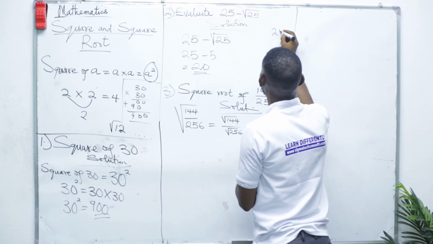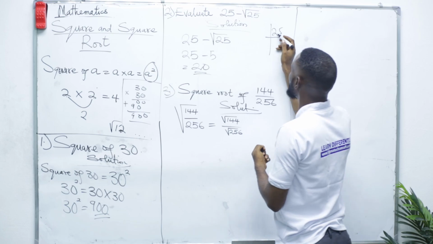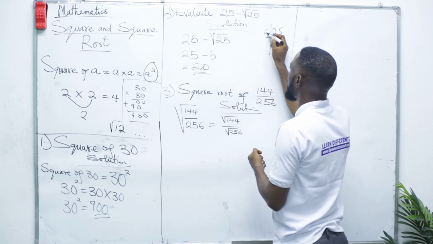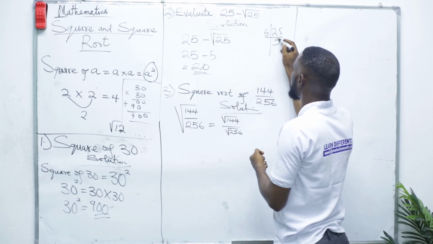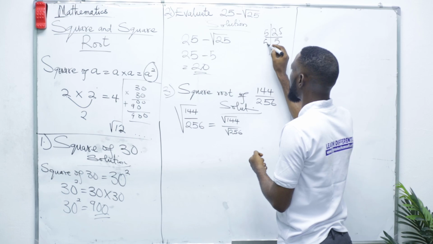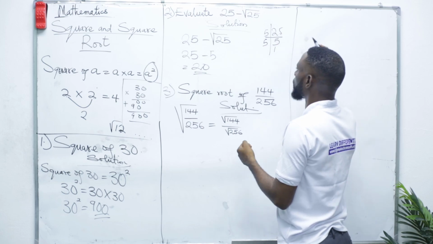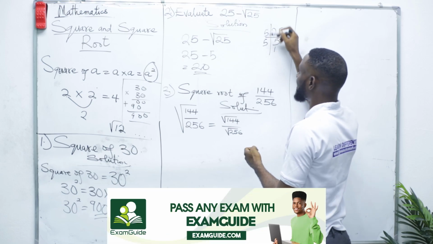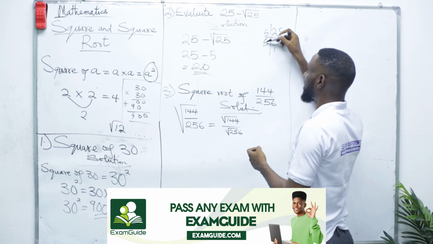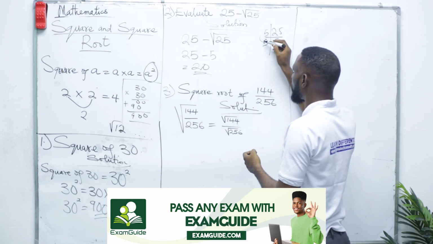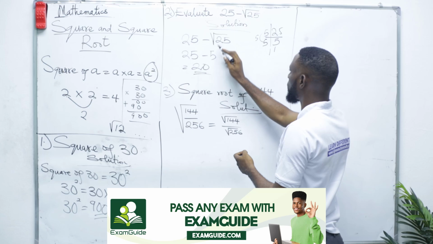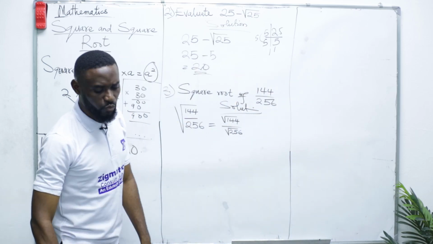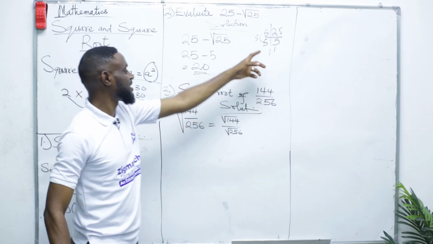This 25, if we find a factor that can divide 25, that factor is 5. So 5 here is 5. The factor that can divide 5 is also 5 and 1. Since it is two numbers that are used to get this, 5 times 5 is 25, we bring out one of them as 5. So that is why we say the square root of this is 5. Do you understand? So let's also look at 144 and see what we apply in getting this.